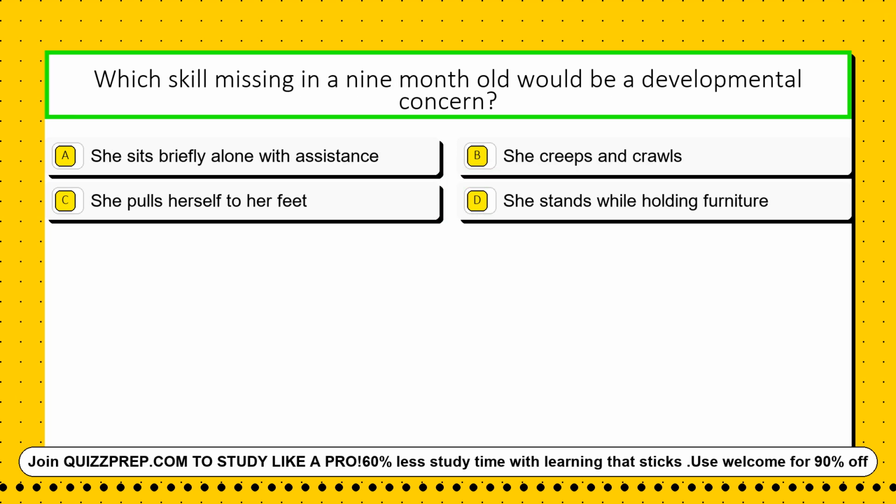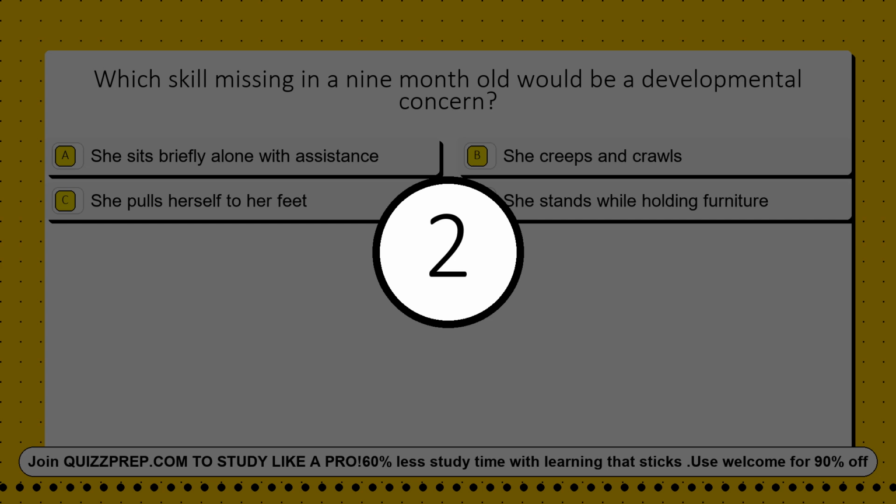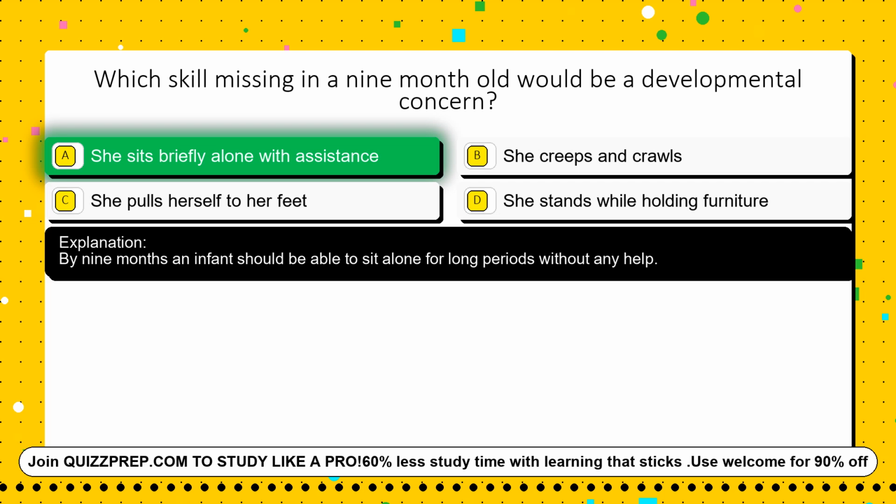Question 122. Which skill missing in a 9-month-old would be a developmental concern? Option A, she sits briefly alone with assistance. Option B, she creeps and crawls. Option C, she pulls herself to her feet. Option D, she stands while holding furniture. The correct answer is option A, she sits briefly alone with assistance. By 9 months, an infant should be able to sit alone for long periods without any help.